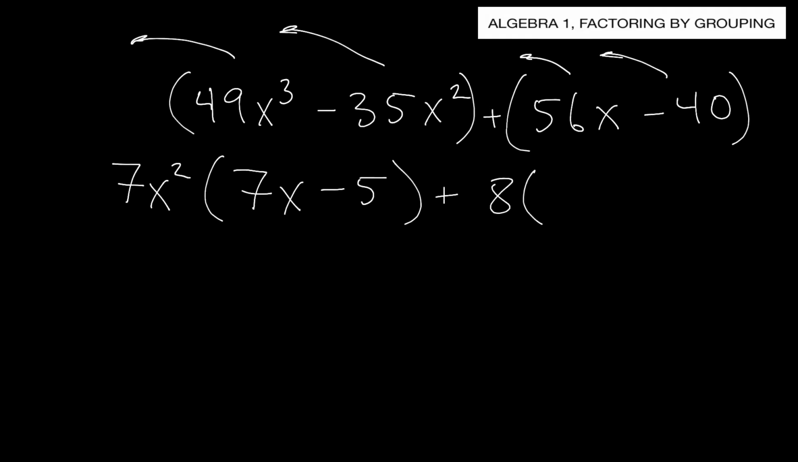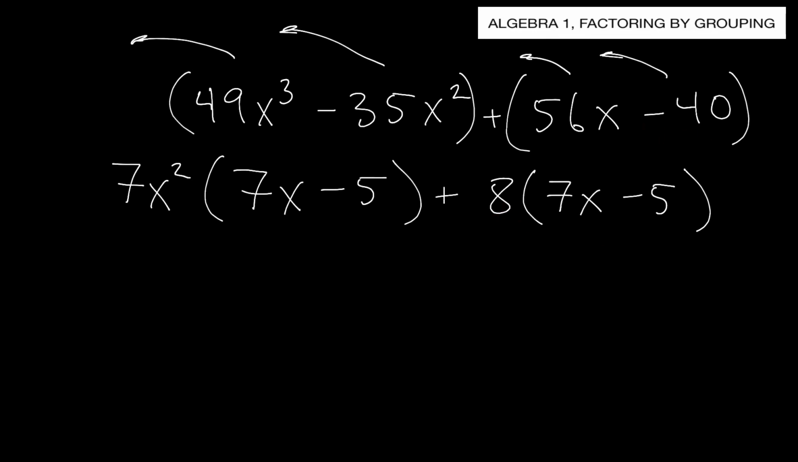Okay, so if I factor out a positive 8, 56x divided by 8 leaves me this 7x, and minus 5. Because 8 times 7x gives me positive 56x, and 8 times negative 5 leaves me this negative 40.